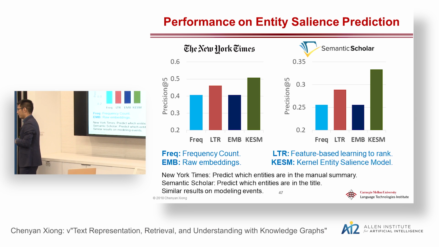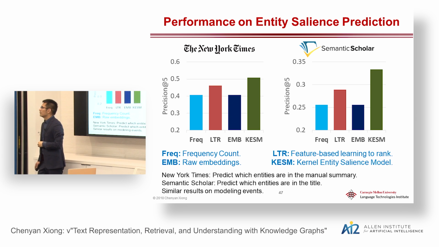Yes? Sorry, where are the negative samples coming from? Yes, so we actually have two data sets to deal with it. The one you are most familiar with may be the Semantic Scholar data set. So we have the paper abstracts and the paper titles. Entities appearing in the paper title are considered more important than the entities that do not appear in it. So we have some preference over there.